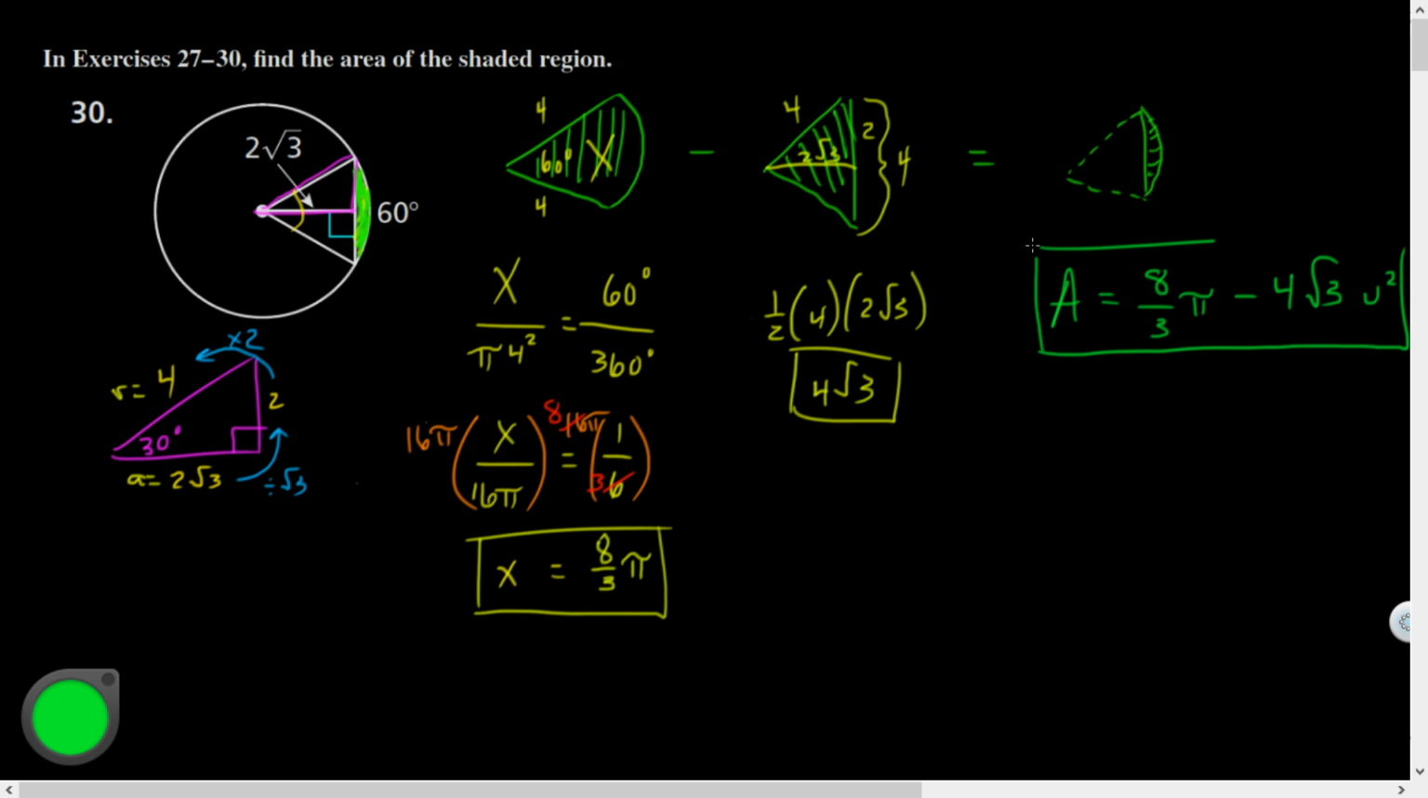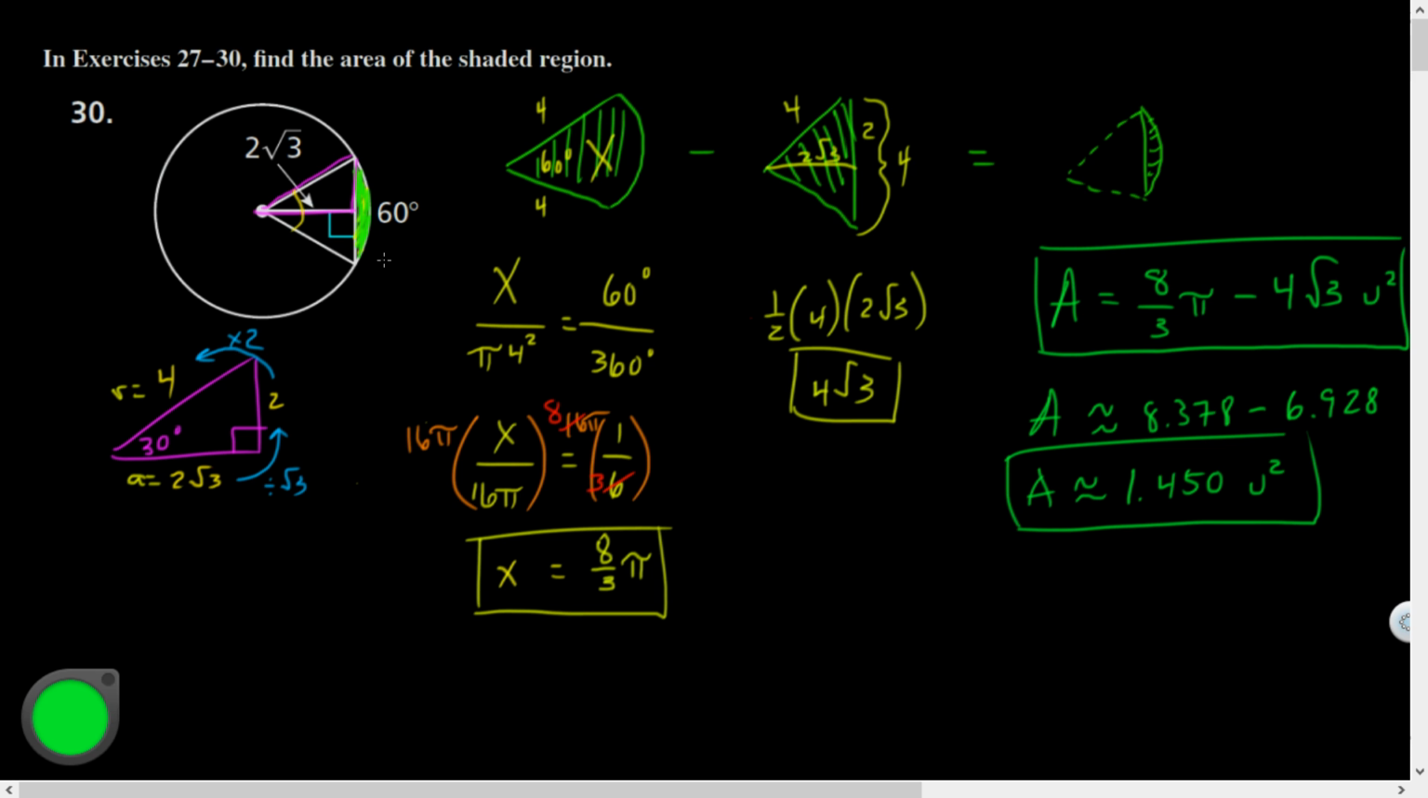That is the exact area. And then you can find a decimal approximation of that if you want. Just 8 divided by 3 multiplied by pi, and I get 8.378 minus 4 times the square root of 3. There are multiple ways you could do this. And so A is going to equal approximately 8.378 minus that, and I get 1.44450 units squared.